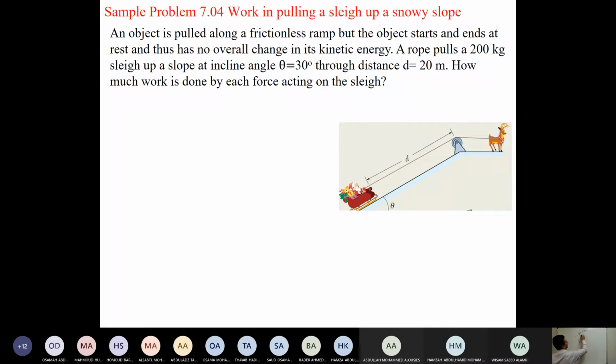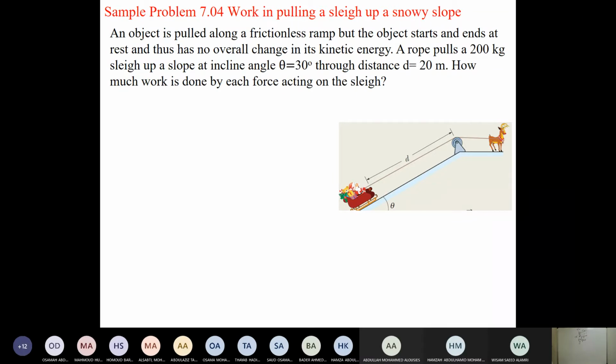The sleigh is moved from here by a distance d. Here this inclined plane is making an angle of 30. We are resolving this into components. It is 30 again, theta, and here this is mg cosine theta, and this is mg sine theta. You have two forces, mg cosine theta and mg sine theta. And also you have a normal force coming from the plane. All these forces we have. And they're asking us to determine the work done by all forces.